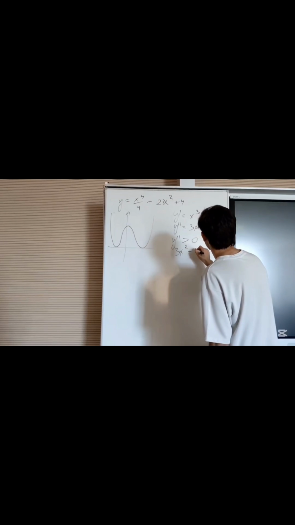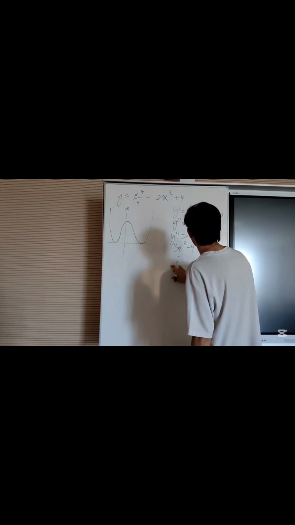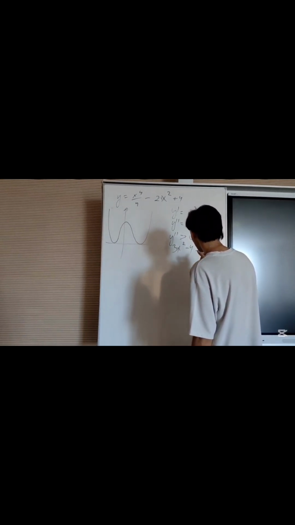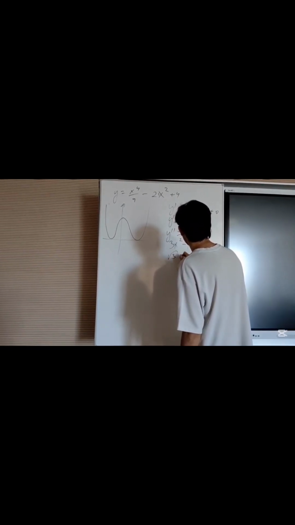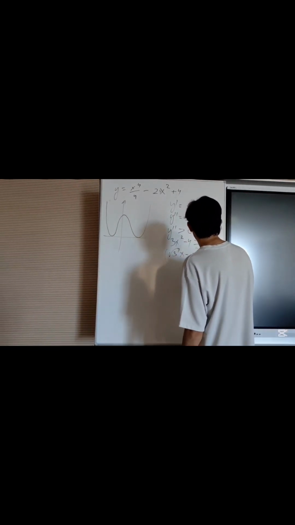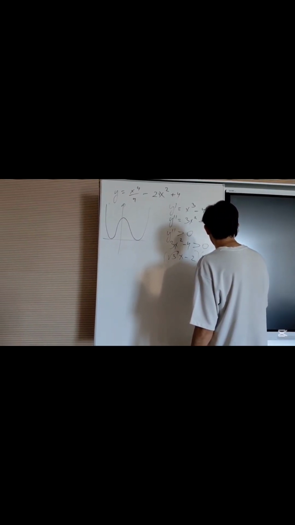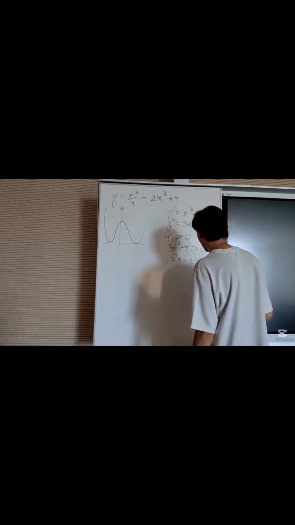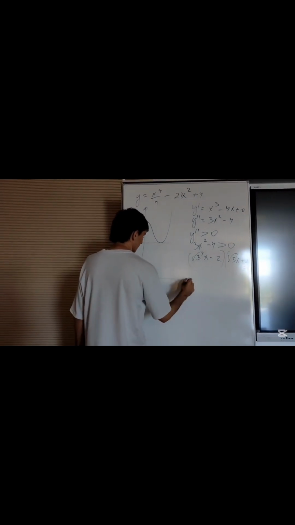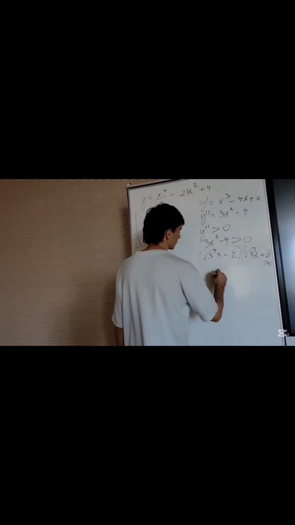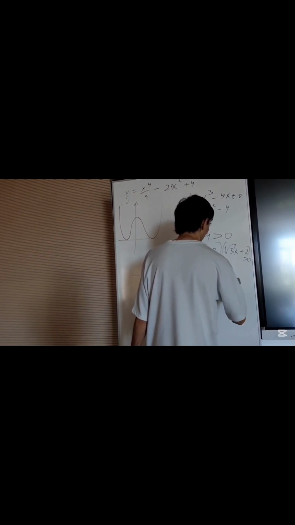3x squared minus 4 should be greater than 0. So I'm going to factorize this. I will have square root of 3 x minus 2 times square root of 3 x plus 2 should be greater than 0. I don't mind the board because I don't have enough space. And if you try to solve this, for x our zeros are going to be x equal to positive and negative 2 divided by square root of 3.